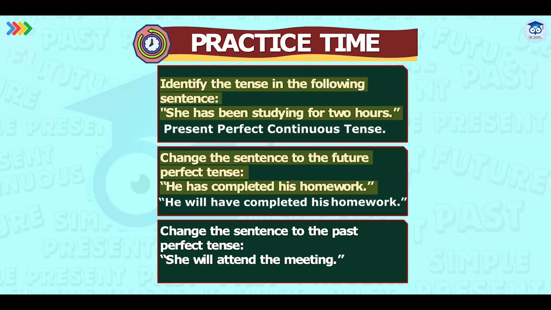Now, let's try the last one. Change the sentence to the past perfect tense. She will attend the meeting. We shift this from simple future to past perfect, which expresses an action already completed before another past point. So the sentence becomes, she had attended the meeting. Practicing tense transformation like this helps strengthen both your understanding and accuracy.